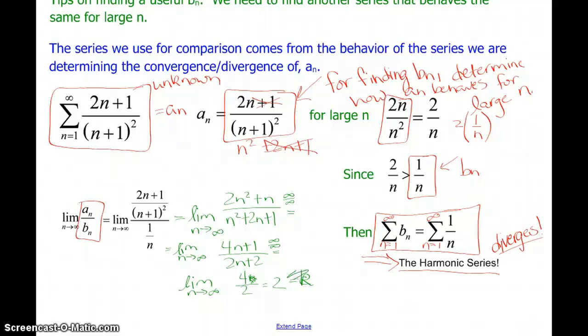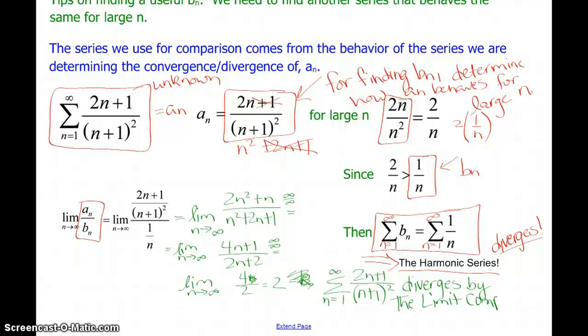That is an excellent result because this tells me, and therefore I can tell the AP reader, that the unknown series they gave me diverges by the limit comparison test.